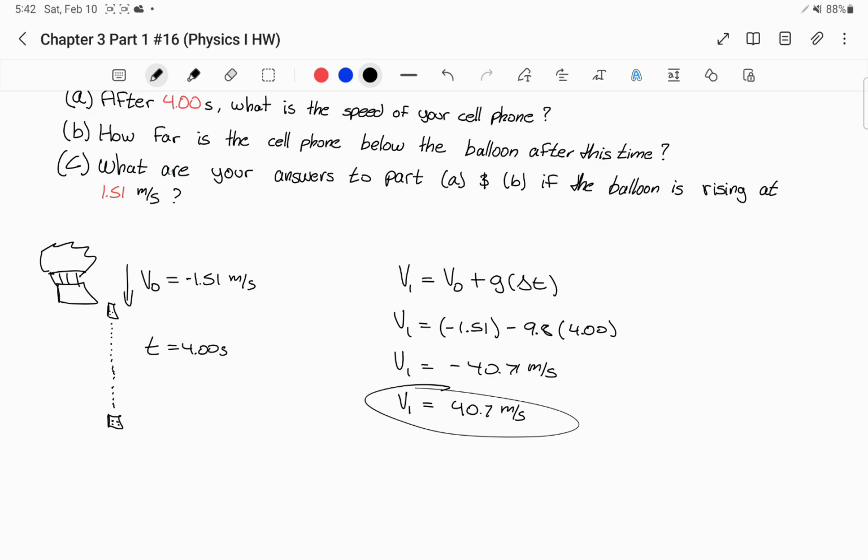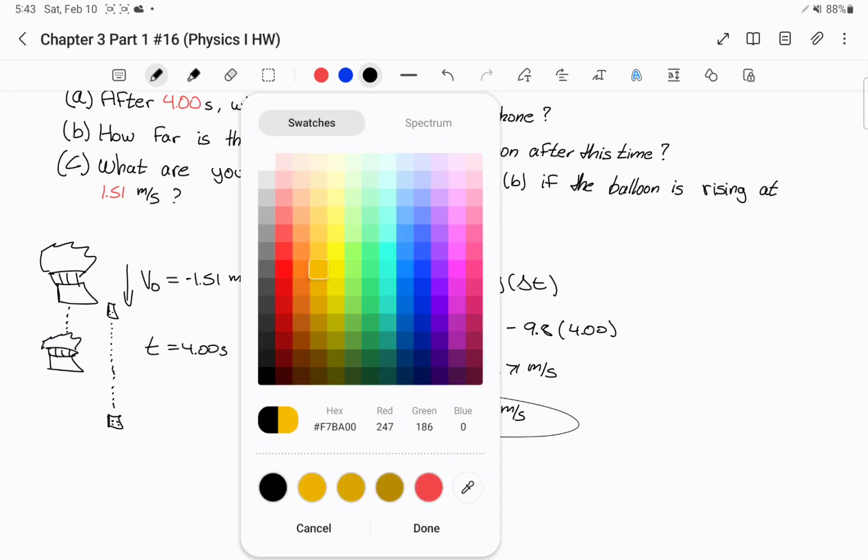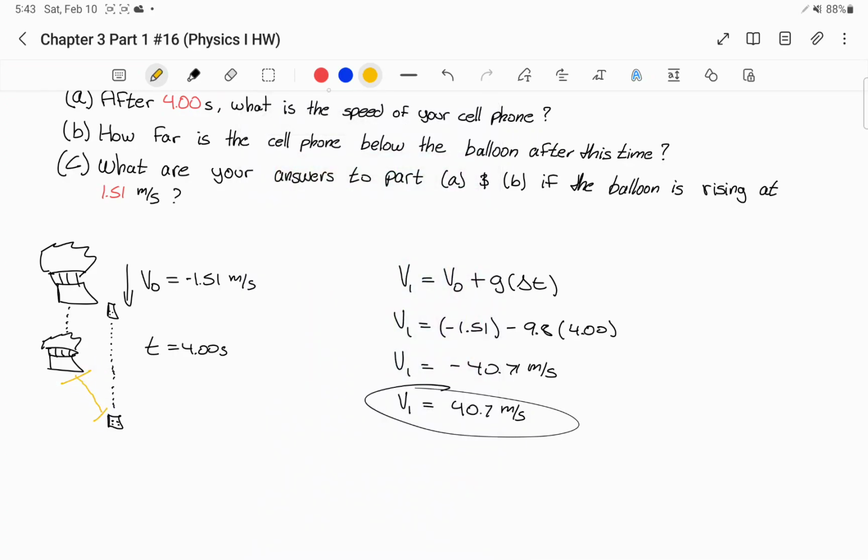Now, part B wants us to find how far the cell phone is below the balloon after t is equal to 4 seconds. Let's keep in mind that the balloon is descending, so the balloon has descended some distance that we don't know. The distance that they want us to find is this distance right here, which is the blue distance minus the red distance. So we can use the kinematic equation y1 equals y0 plus the initial velocity times the change in time plus 1/2 times gravity times the change in time squared.